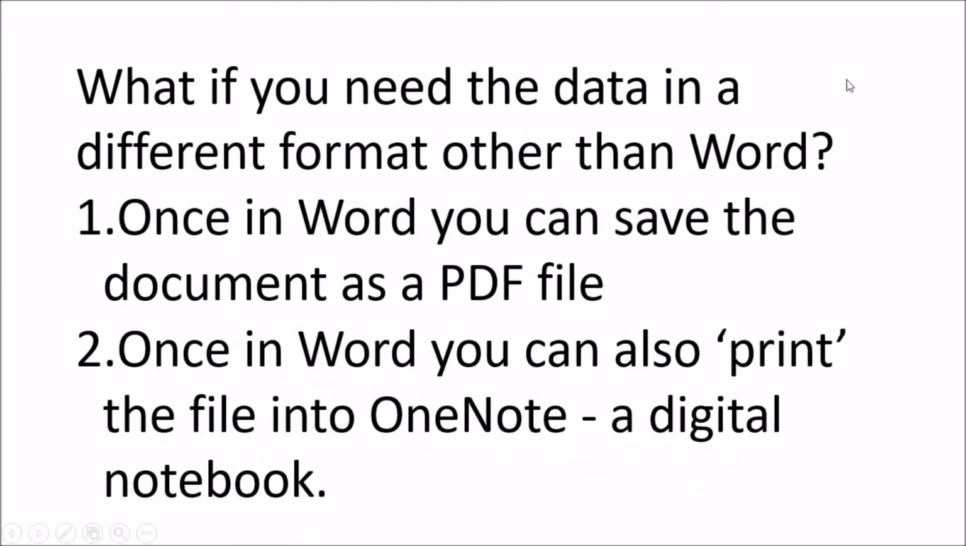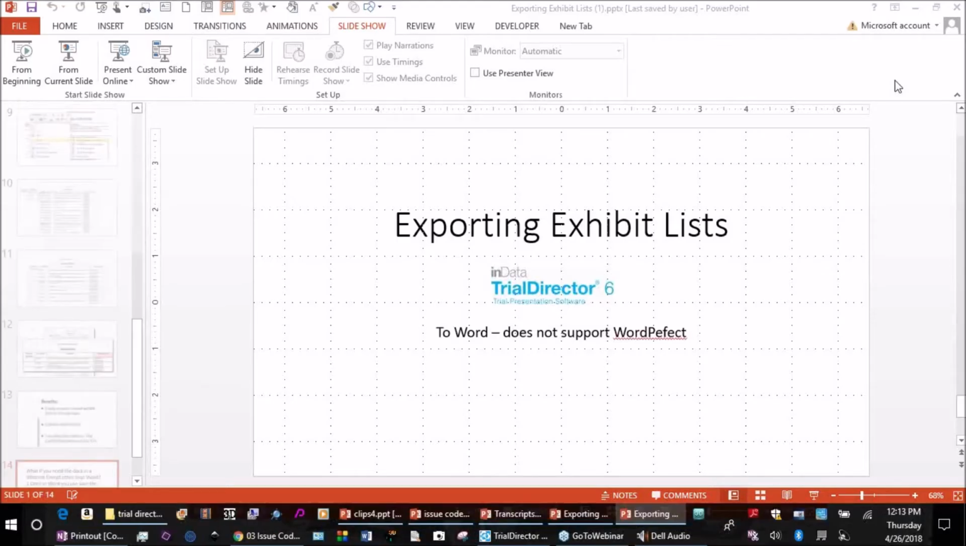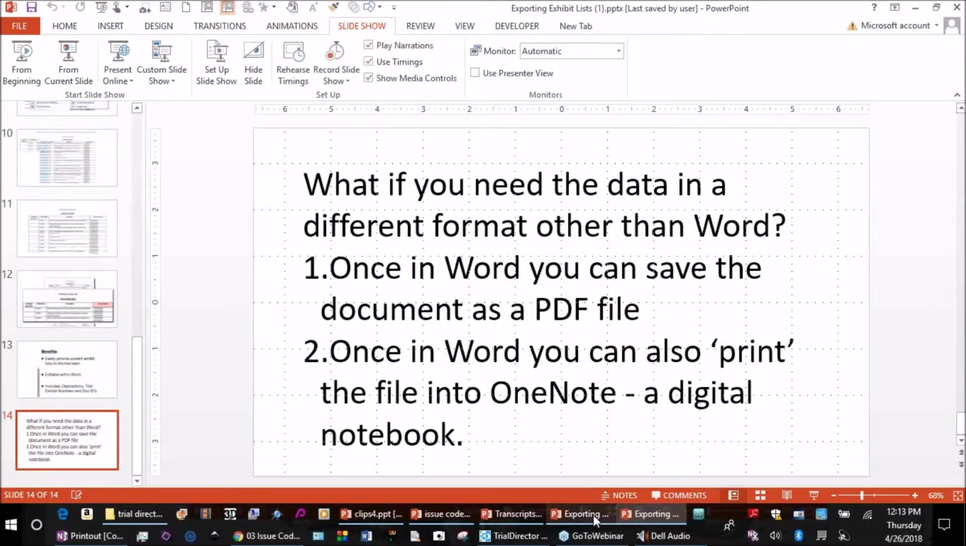If you have, say, a WordPerfect document, I think the newer versions of most versions of Word will let you save it out in a document format that WordPerfect will open. And actually, I think the newer versions of WordPerfect, if you're still using that product, will enable you to open up Word documents as well. And once in Word, you can also print the file into a OneNote notebook, a digital notebook that I'll be talking about as we go along. So that is that particular PowerPoint.